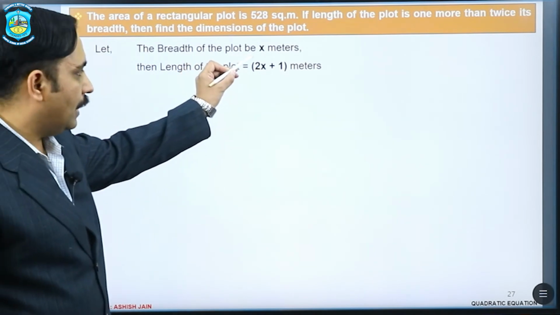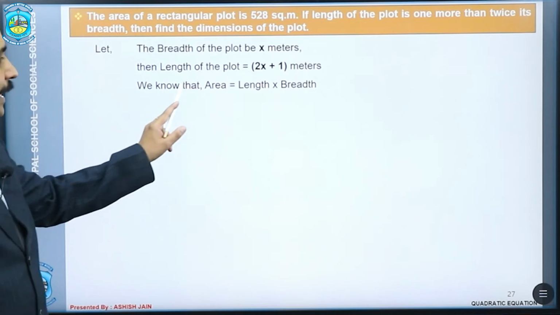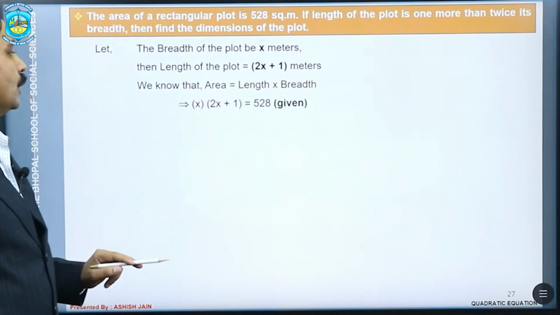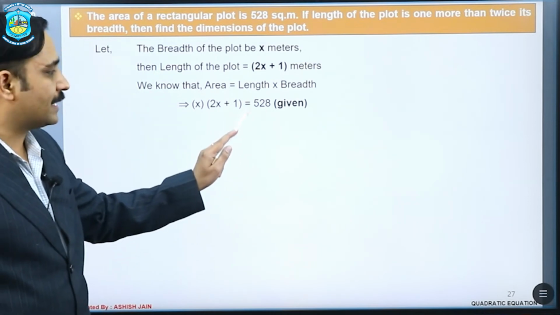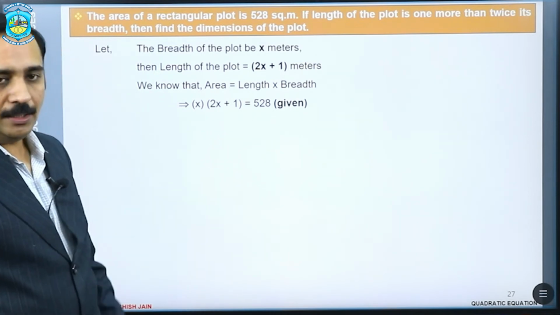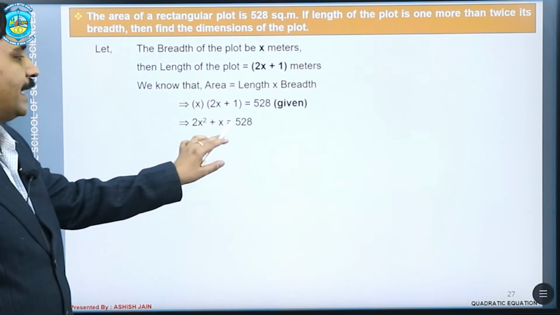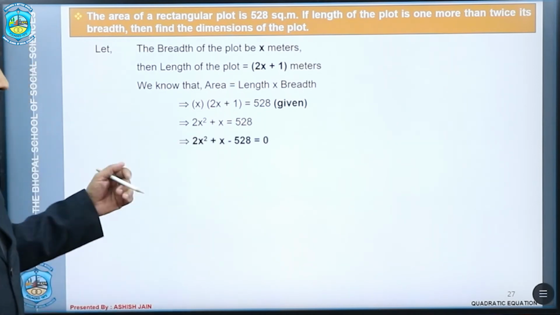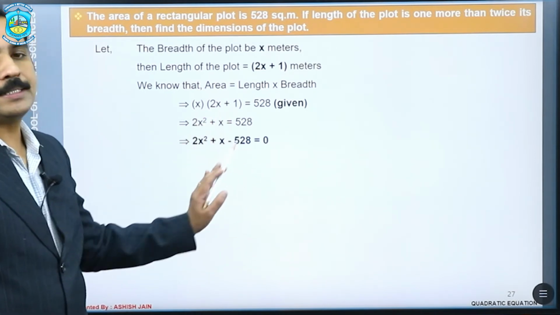Here we have length as well as breadth now in terms of x. We know that area is equal to length into breadth. So x multiplied by (2x plus 1), the area is given to us as 528. This is given in the question. On solving further, we have 2x square plus x is equal to 528, which can be written as 2x square plus x minus 528 is equal to 0.